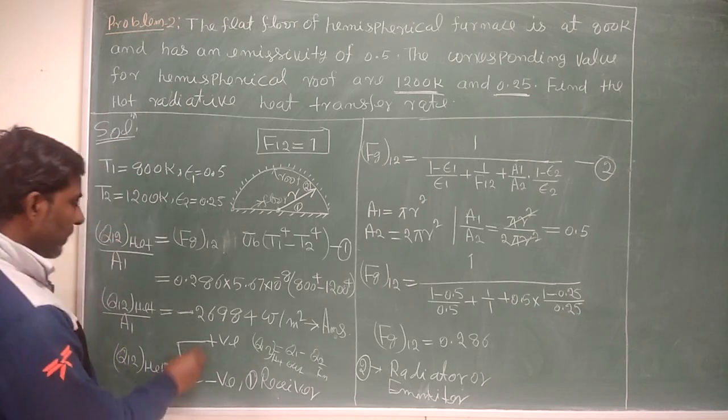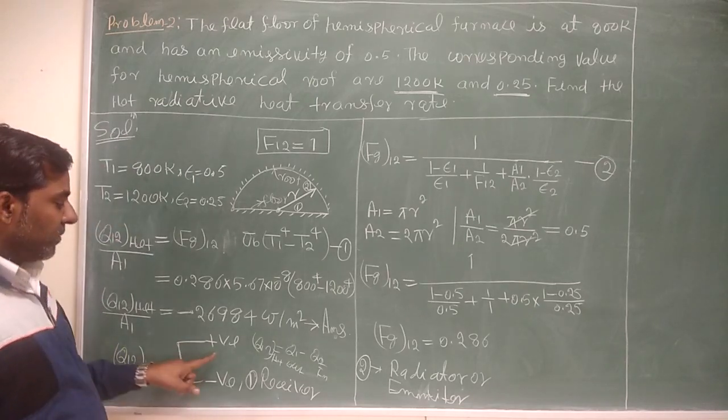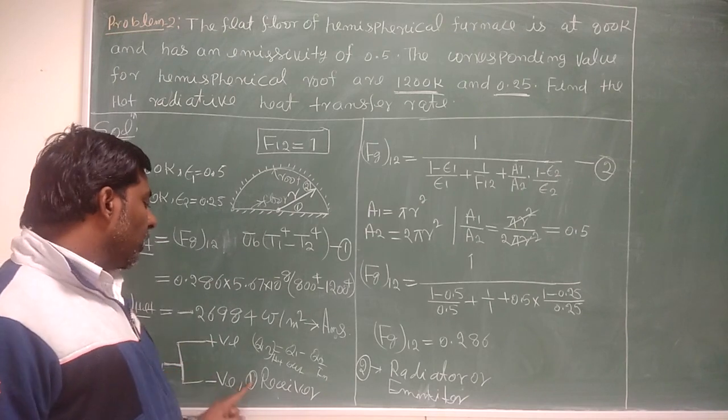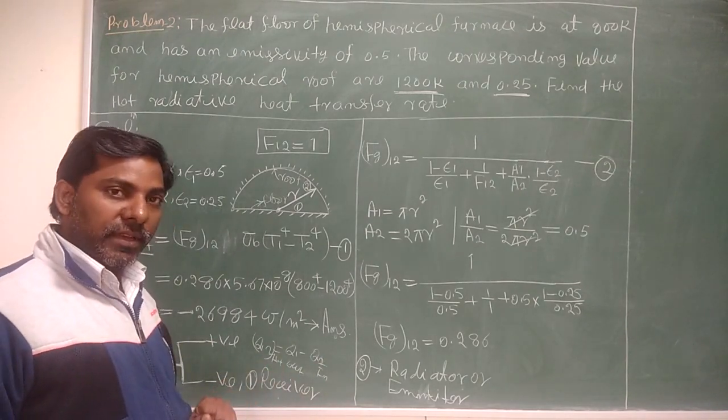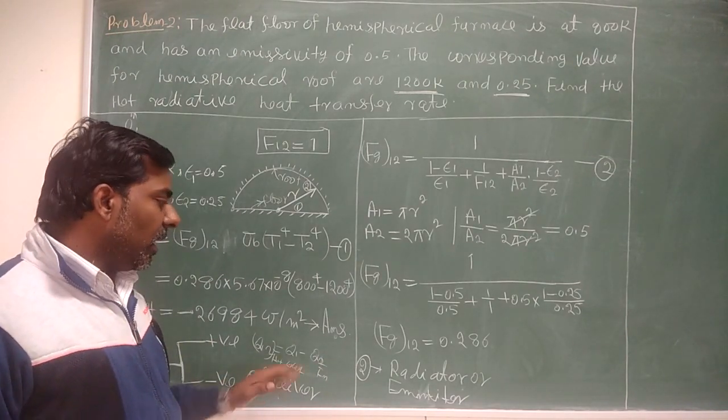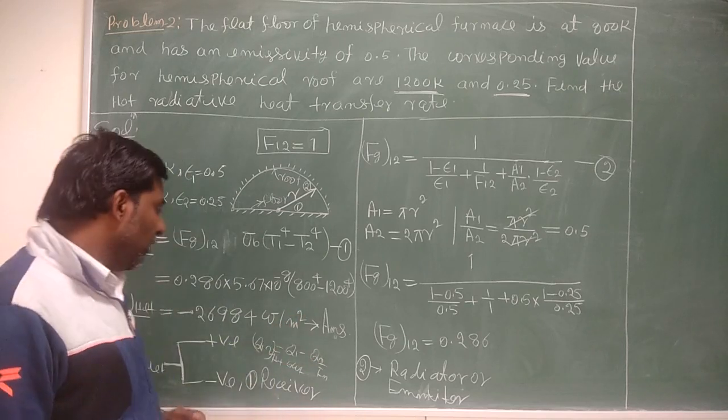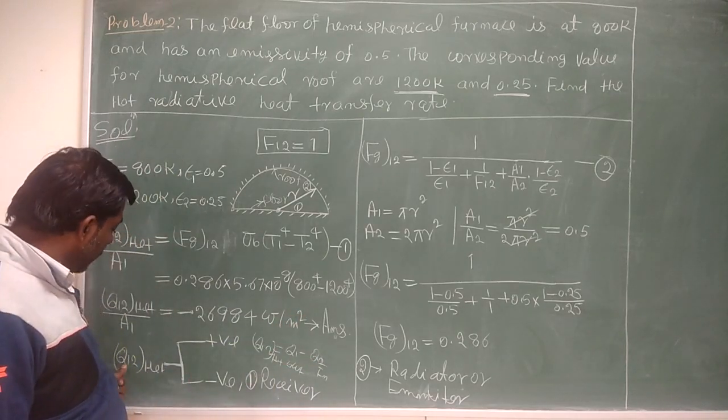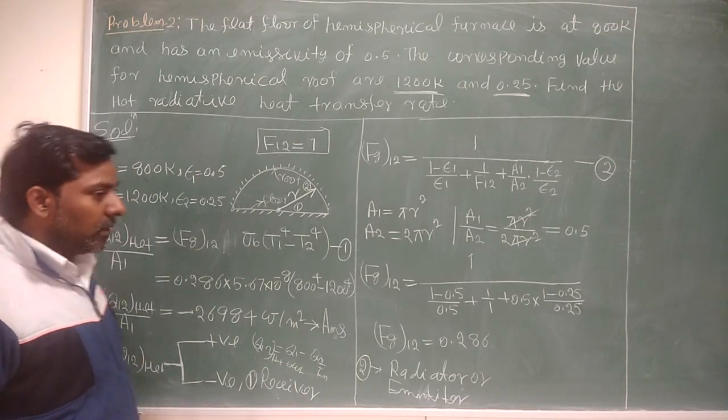Okay, so what does this positive sign mean? Positive sign means this 1 will be the radiator and 2 will be the receiver. 1 will be the radiator or emitter and 2 will be the receiver. That will be the meaning of the positive sign of this Q1 to 2. Okay, thank you very much.